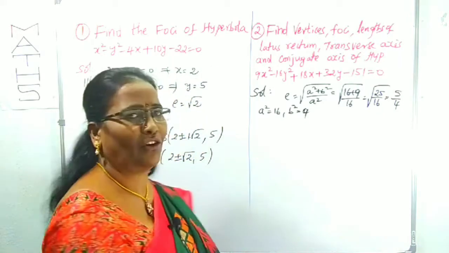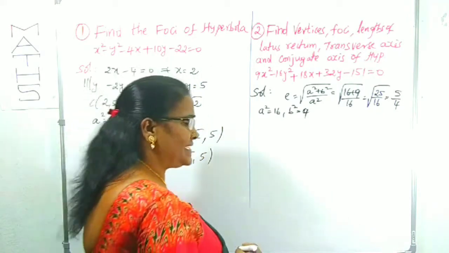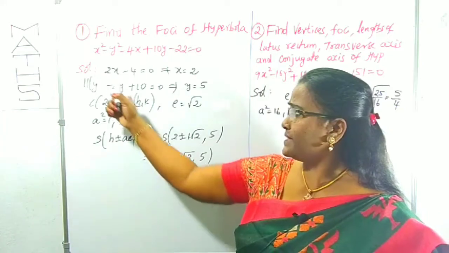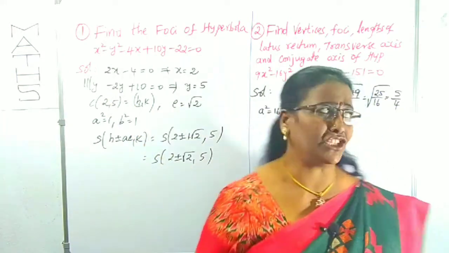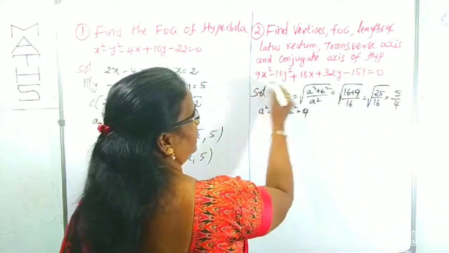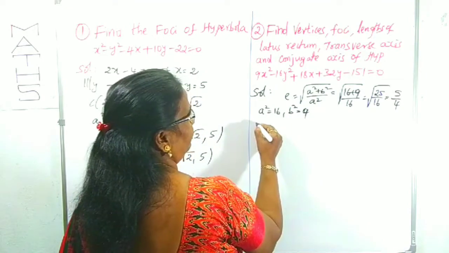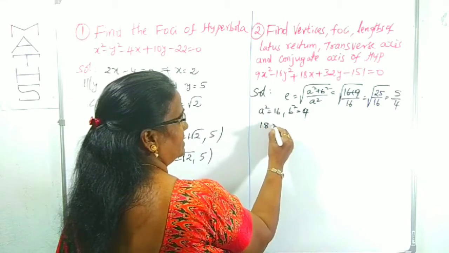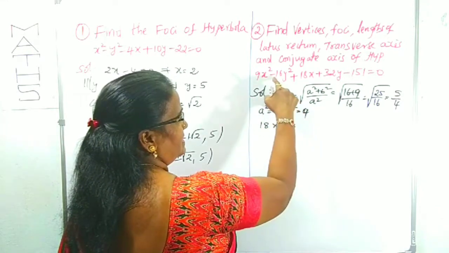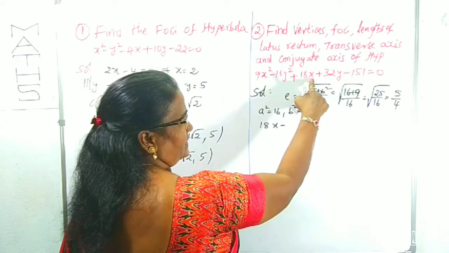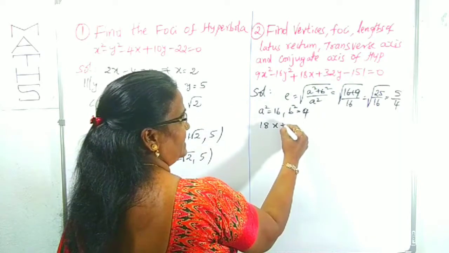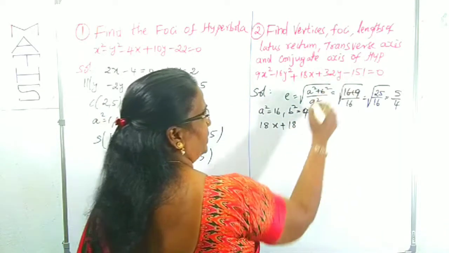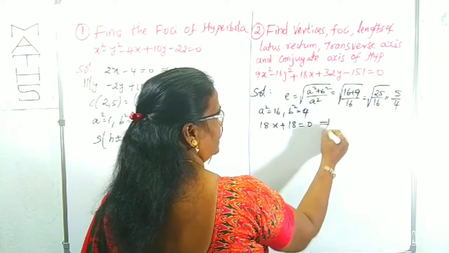Is it clear? We got the e value and we can find the center like this. To find the center, we can take the differentiation with respect to x. The derivative of 9x square is 18x, minus this derivative is 0, plus 18x derivative is plus 18. Clear? The remaining two derivatives are 0.